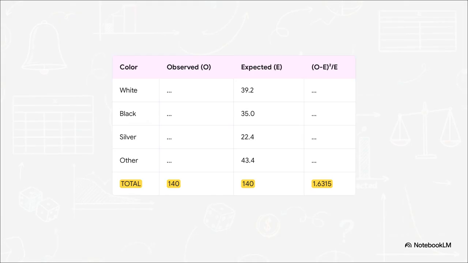Okay, time to crunch the numbers. First, we have to figure out our expected counts. How? It's pretty easy. We just take our total sample size, 140, and multiply it by the company's percentages.